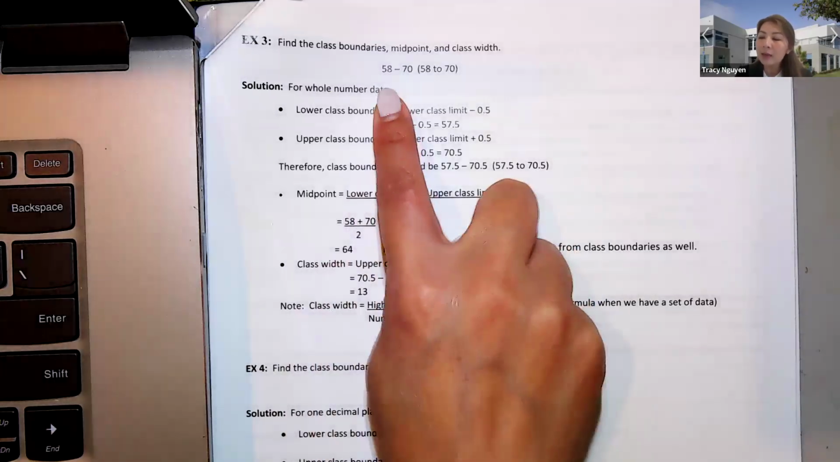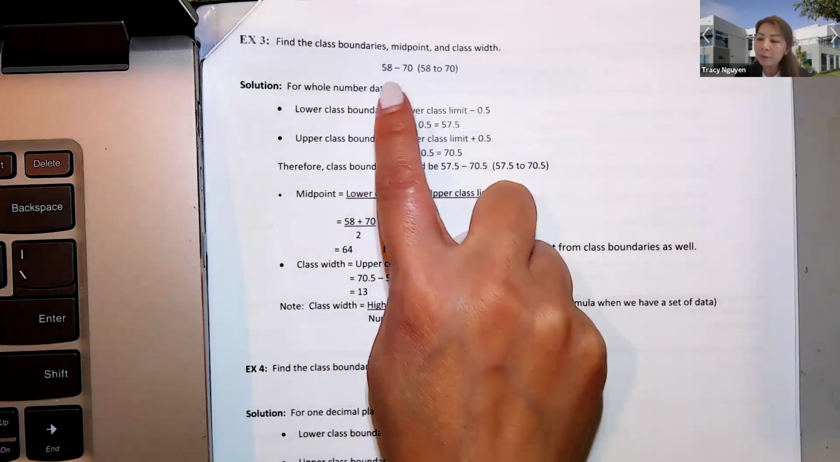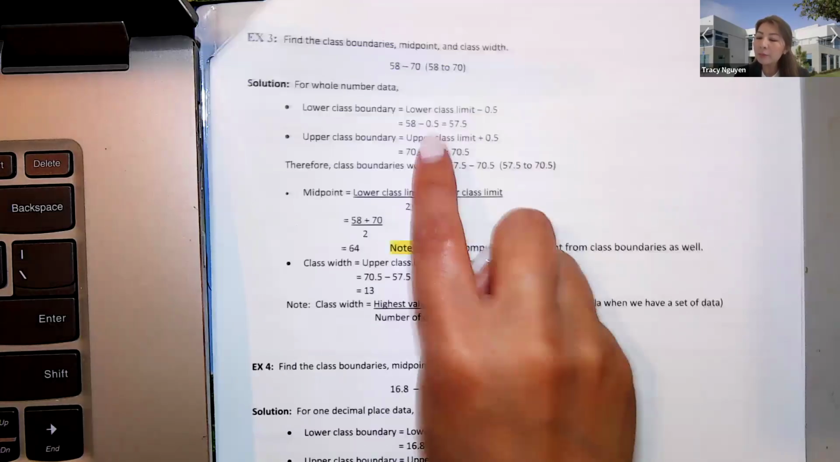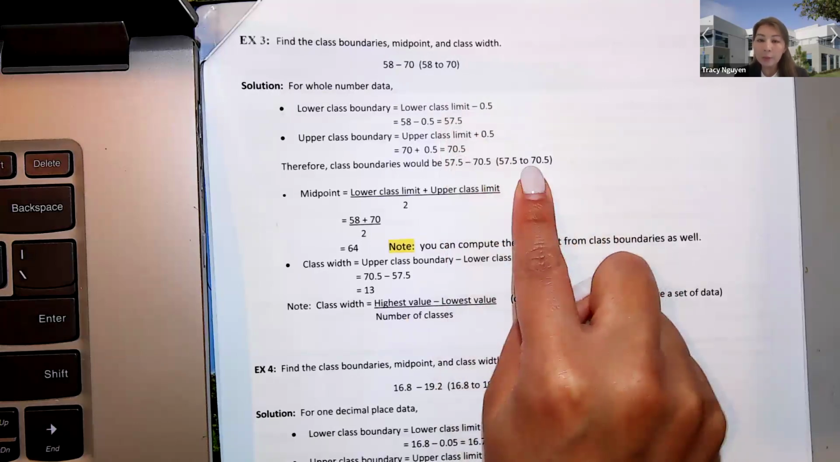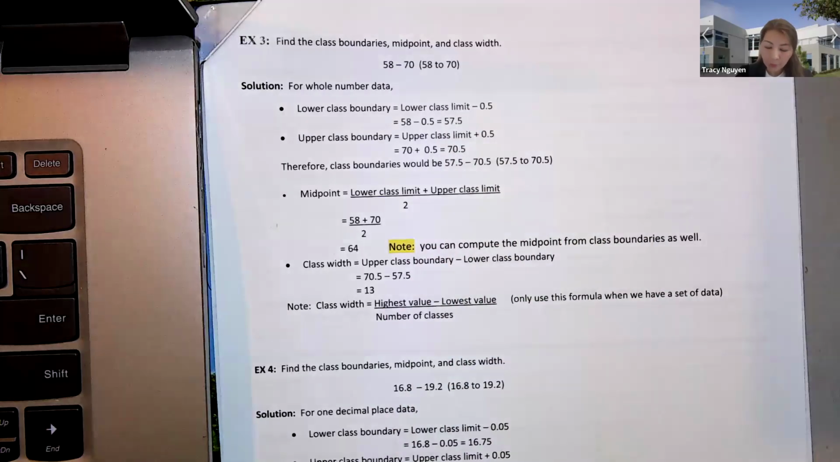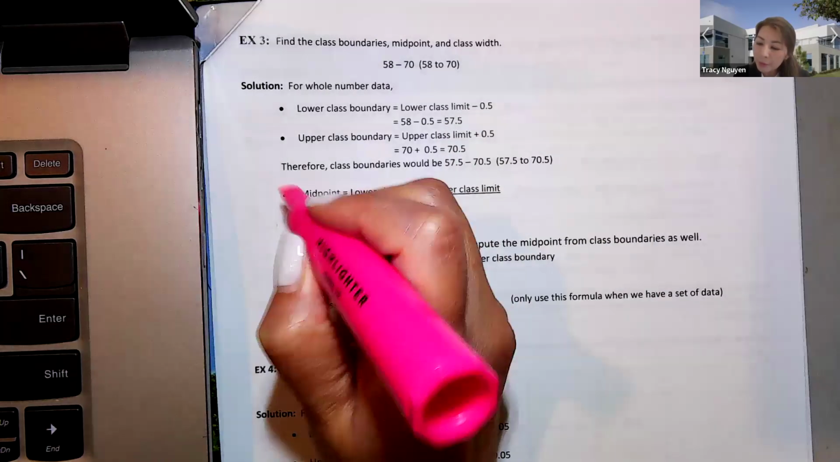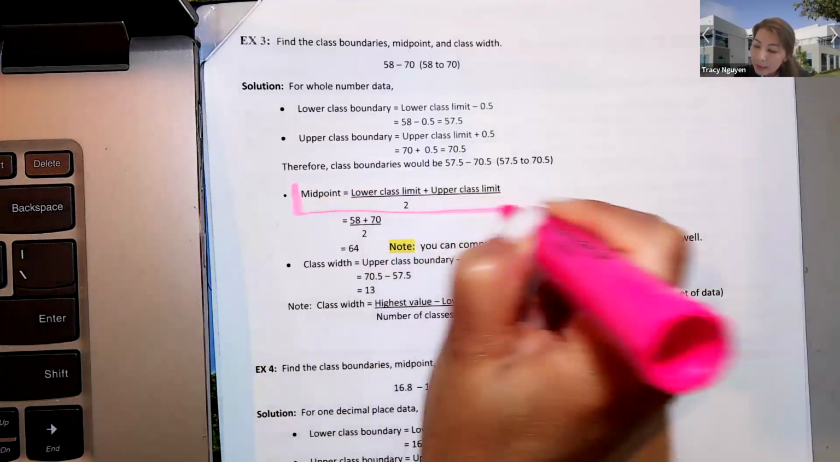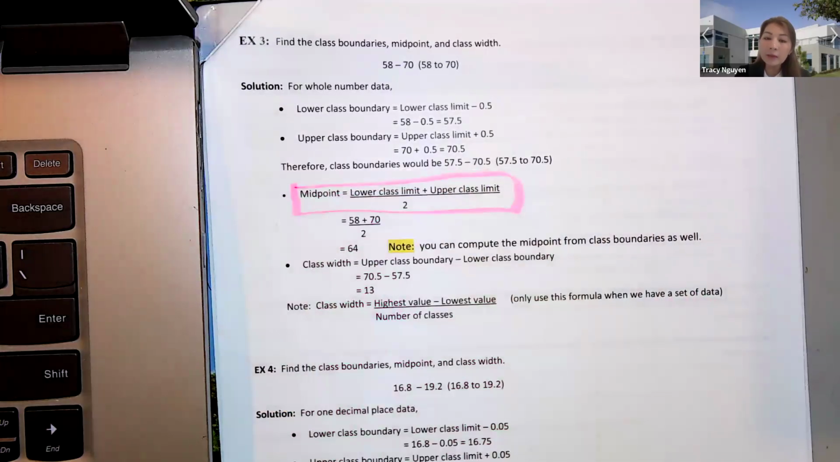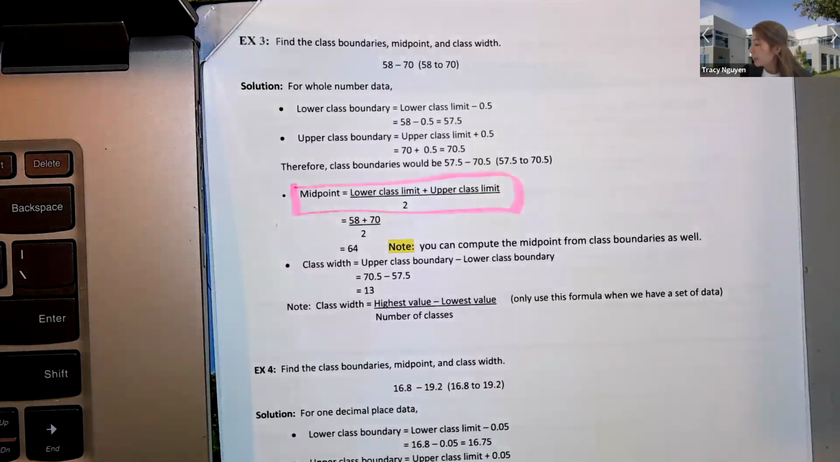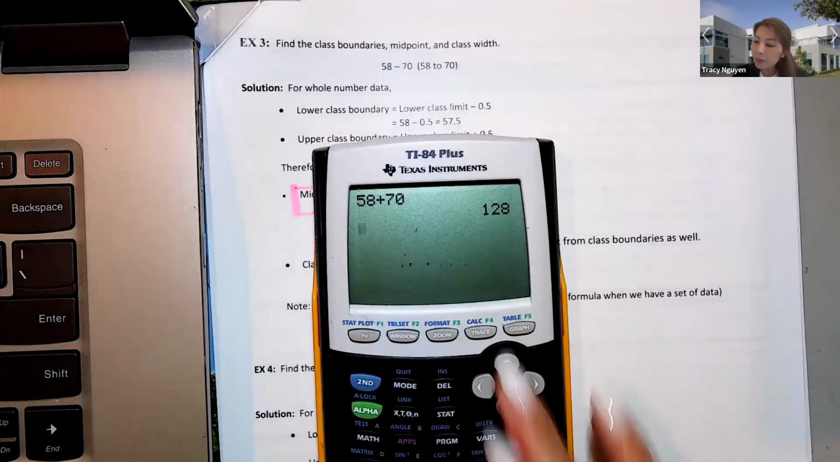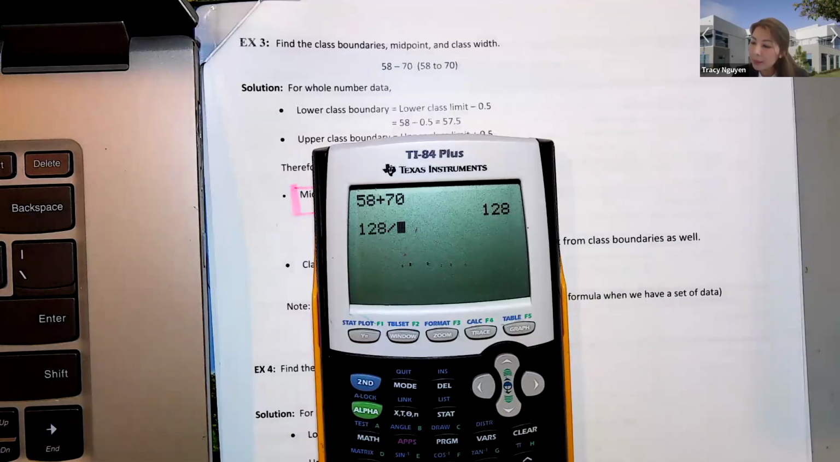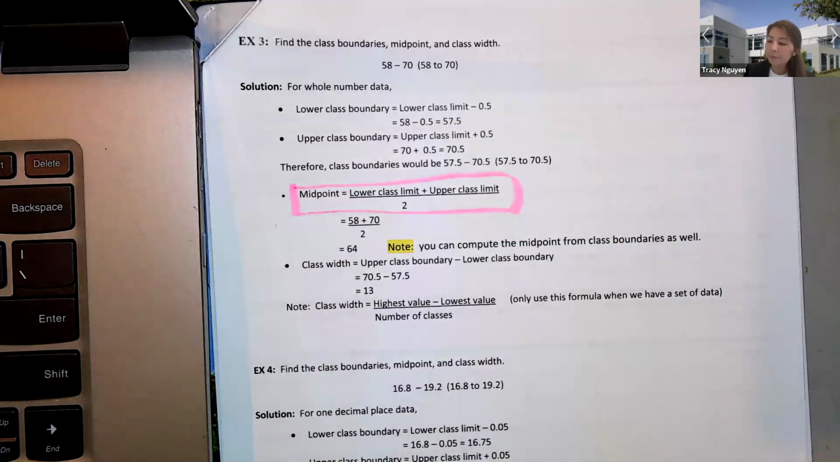So class boundaries, we see that we have whole numbers here from 58 to 70. For class boundaries, we're going to subtract 0.5 and add 0.5, okay? Here's what we get for the class boundary. For midpoint, you would need this formula. Midpoint, you take the lower class limit, add it with the upper class limit and divide it by 2. So lower class limit is 58, added with upper class limit of 70, find the sum of 128, take 128 divided by 2, which you get 64, okay?